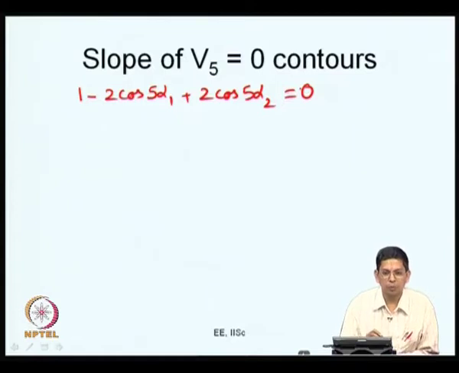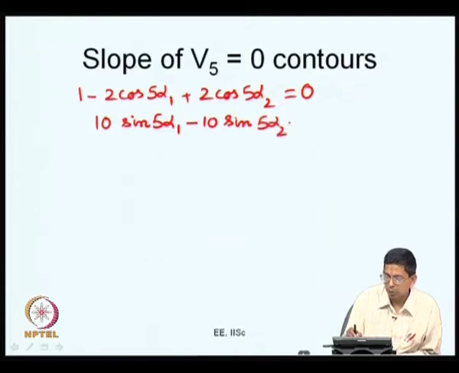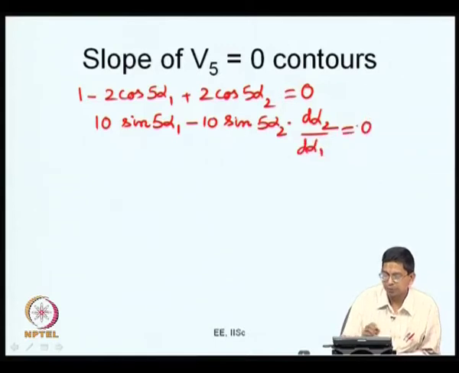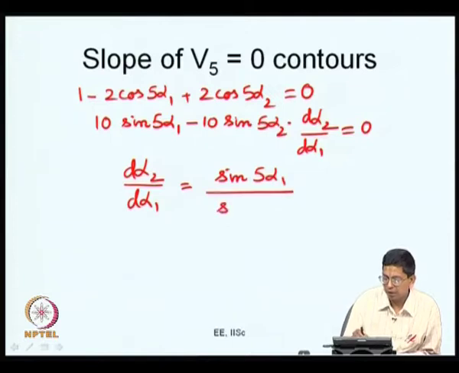If you want to find out the slope, differentiate both sides with respect to alpha 1. So, what we are going to get is something like 10 times sine of 5 alpha 1 minus 10 times sine of 5 alpha 2 multiplied by d alpha 2 upon d alpha 1 is equal to 0. So, in effect what you get is d alpha 2 upon d alpha 1 is basically sine of 5 alpha 1 by sine of 5 alpha 2.